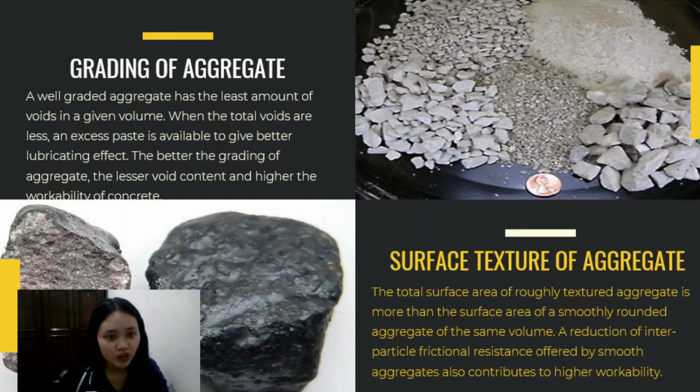Surface texture of aggregates. The total surface area of roughly textured aggregate is more than the surface area of smooth, rounded aggregates ng same volume. Thus, it can be inferred that roughly textured aggregate will show poor workability, at yung smooth or glassy texture aggregate will give better workability.